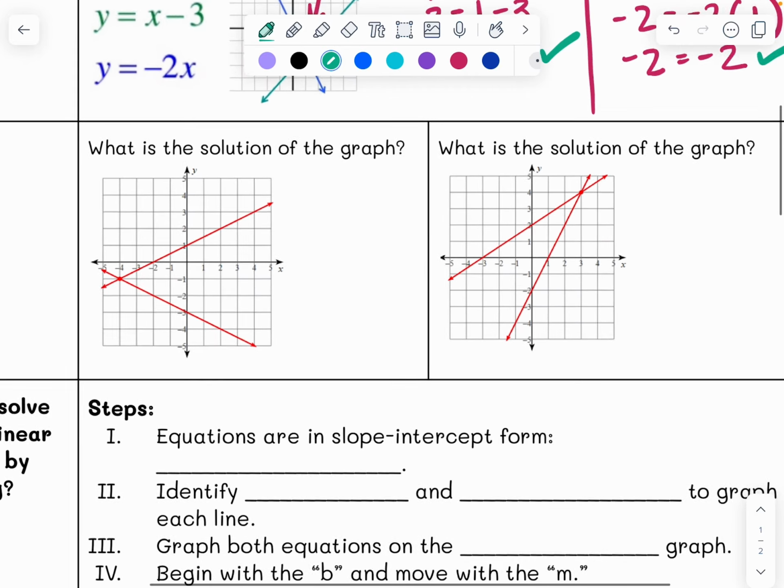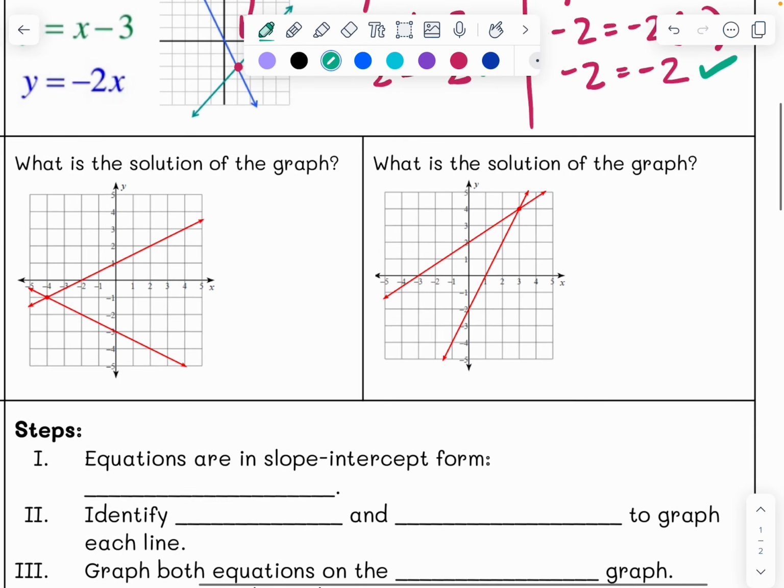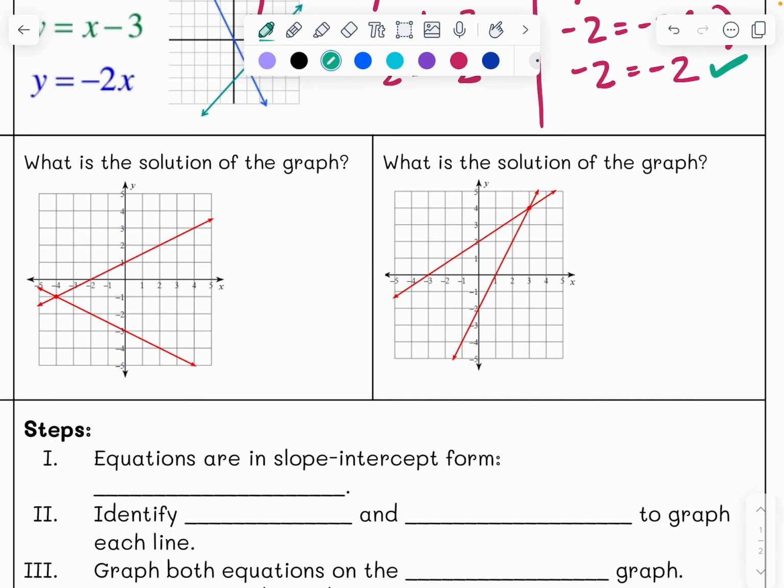Okay, so let's look at these two graphs and find the solution of the graph. They intersect right here, and the coordinate for that point is negative 4, negative 1. For the second graph, they intersect here, and the coordinate is 3, 4.